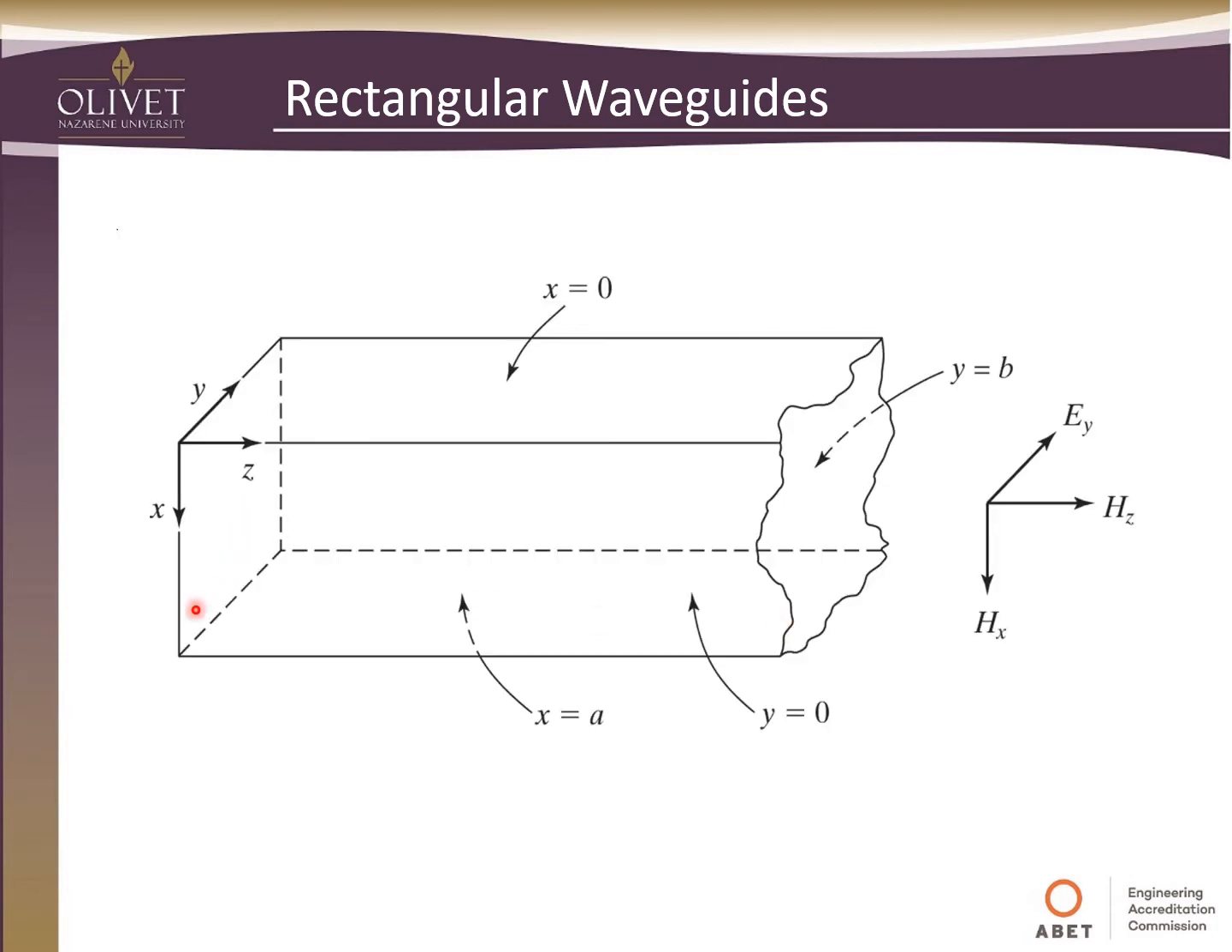This is what this structure would look like then if we have our X, Y, and Z origin at this point or this corner. You can see that in the X direction, the top plate is at X equals 0, the bottom plate is at X equals A, and then likewise the plate that's facing us is Y equals 0, and then the plate that's on the other side here is at Y equals B. And so you can see this in relation to our EY, HY, and HZ wave directions.